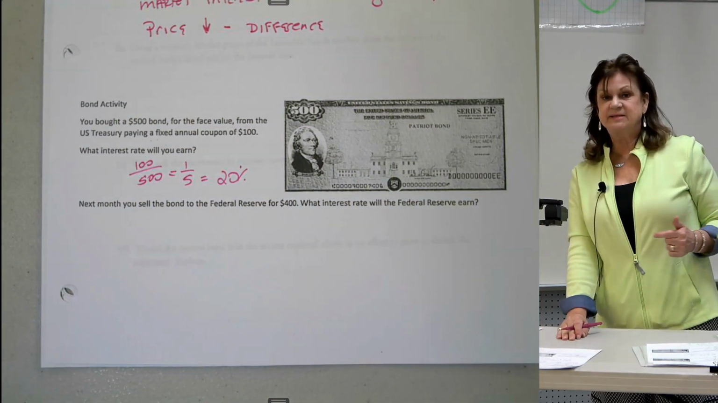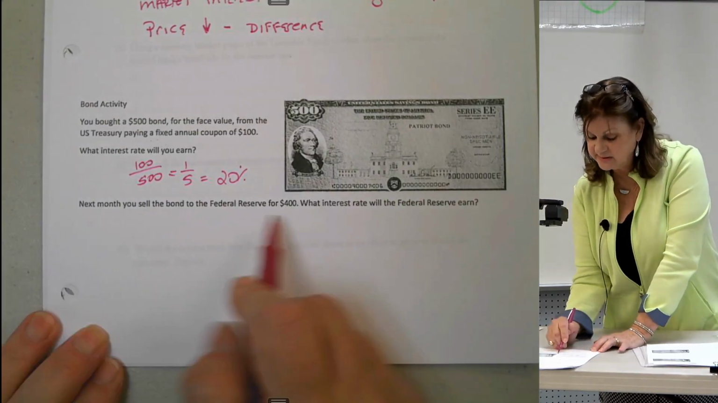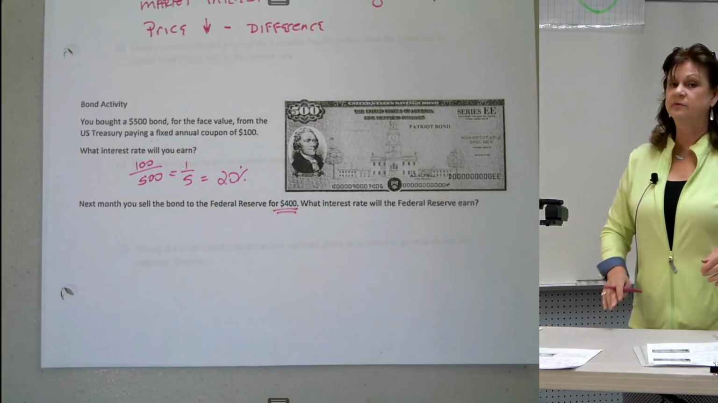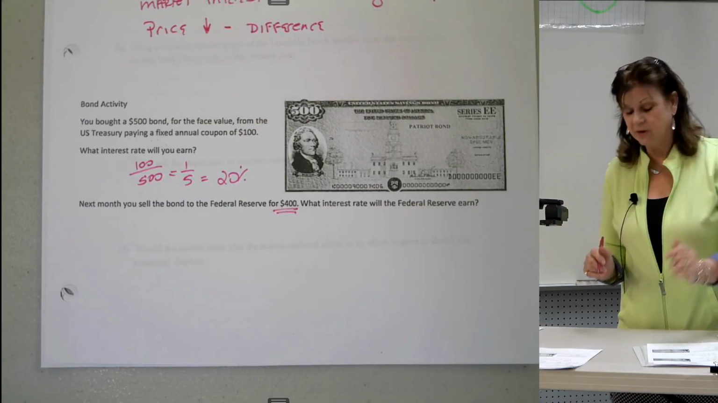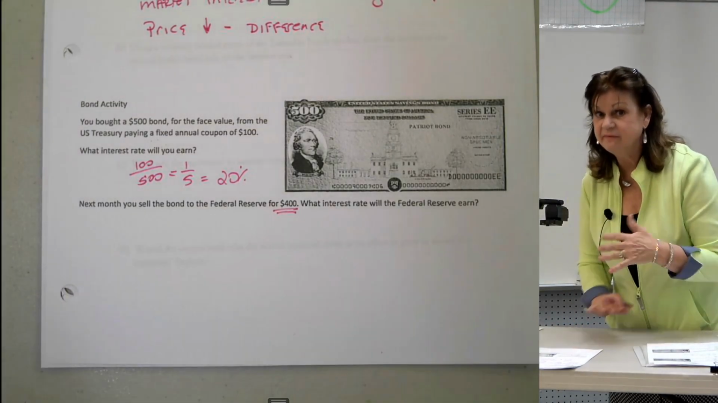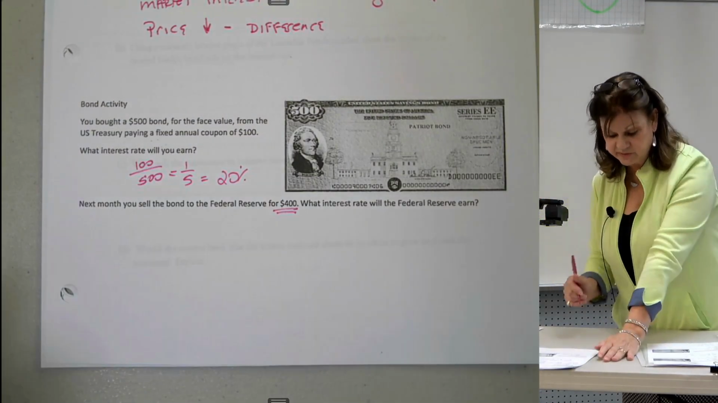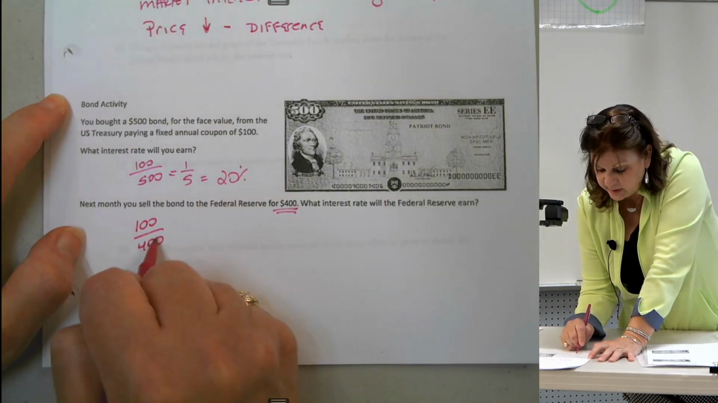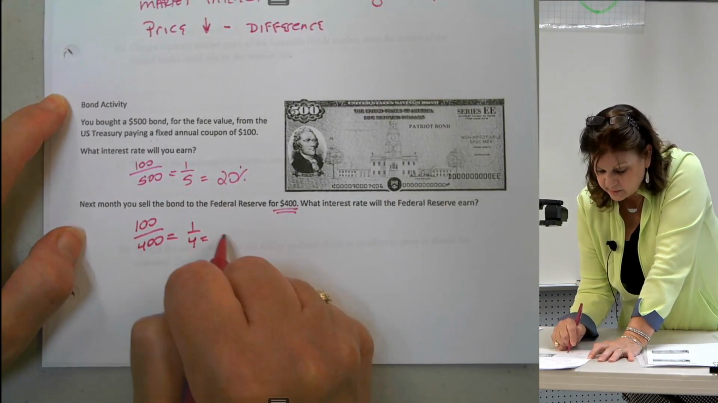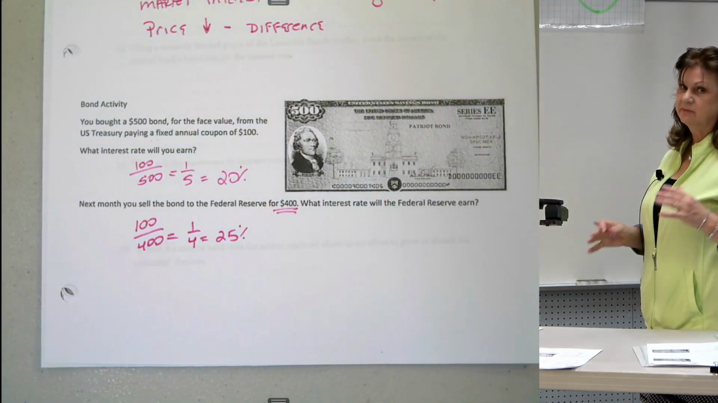Now we have the exact same scenario, just bigger numbers. What is happening here? The next month we need to sell the bond and we're only going to get $400 for it. The price of the bond has gone down. Interest rates in the market have gone up. No one is going to pay me face value for a 20% instrument when they can pay face value for a 25% instrument. So now we've got our 100 divided by 400, 1/4, 25%.